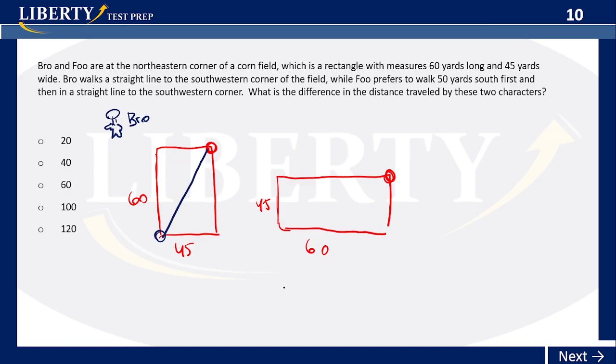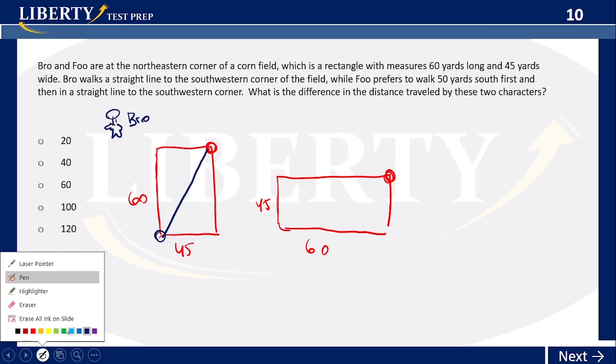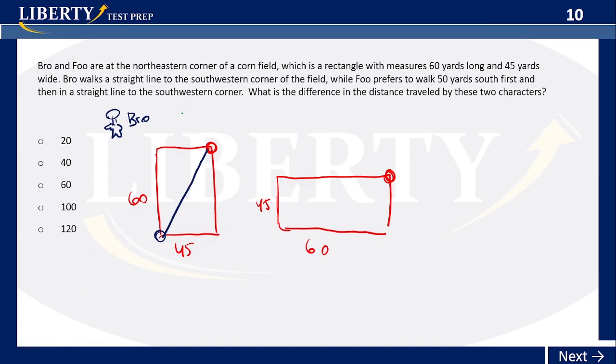Well, what does the fool do? The fool will do this. Here we have green. This is the fool. He prefers to walk 50 yards south. So we already know something: if the fool prefers to walk 50 yards south, it means he's getting out of this terrain. So it's not this orientation. That orientation is impossible. It's just this orientation here.